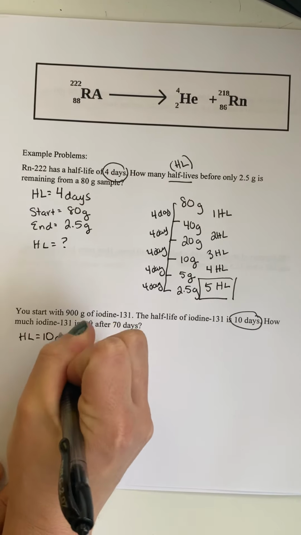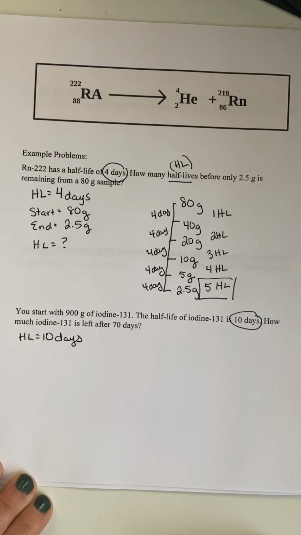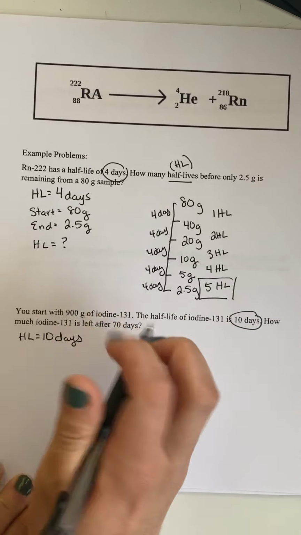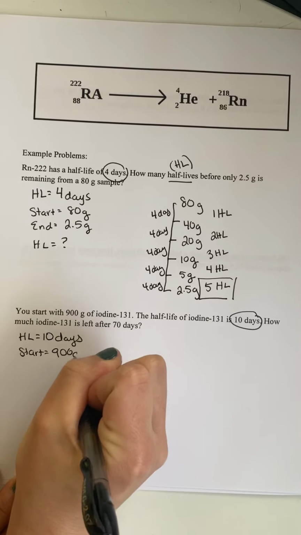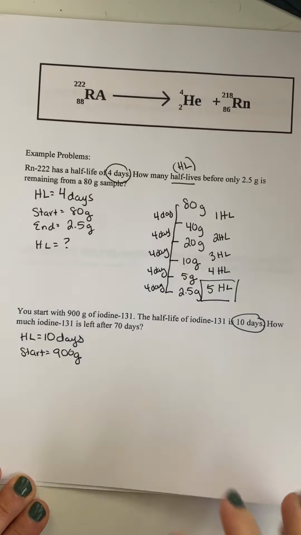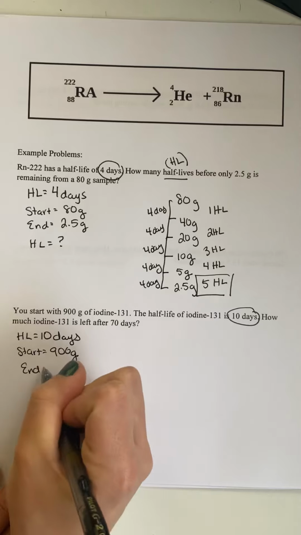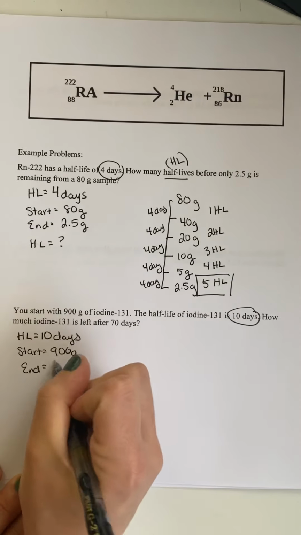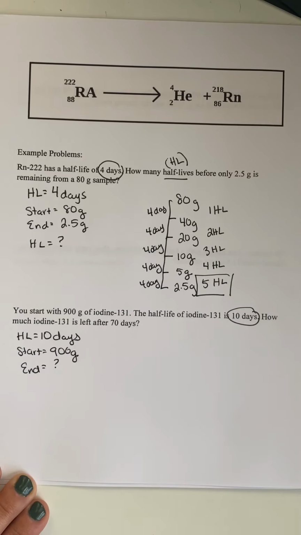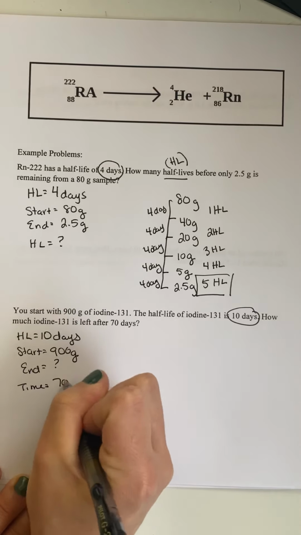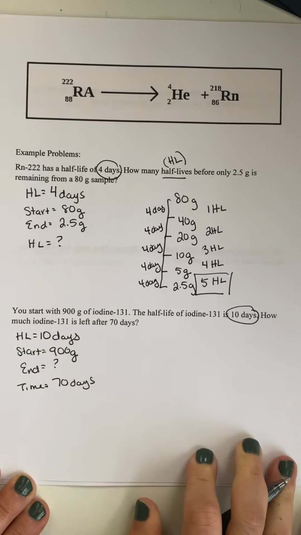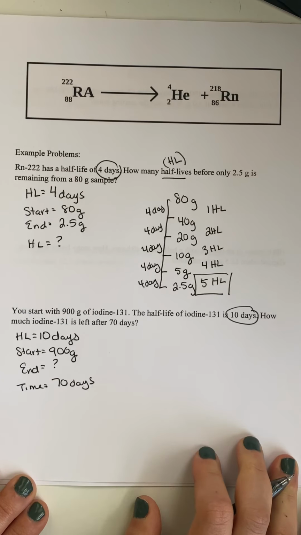So I know the half-life is 10 days. How much iodine is left after 70 days? So I know I start with 900 grams. I don't know how much I end with. That's what I have to find. And I know that the time is 70 days. So the first thing I'm going to do is find out how many half-lives that is.